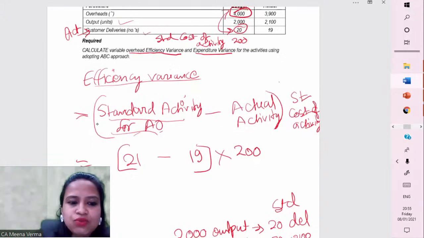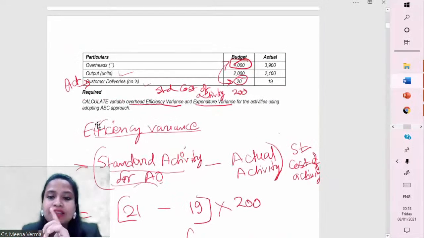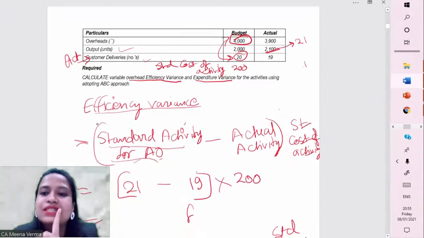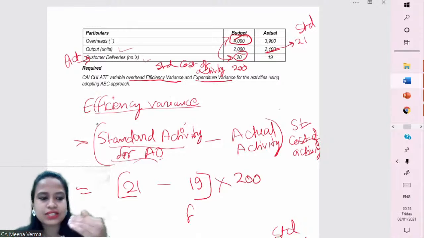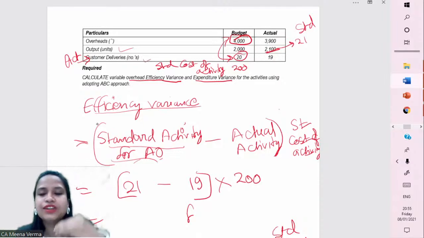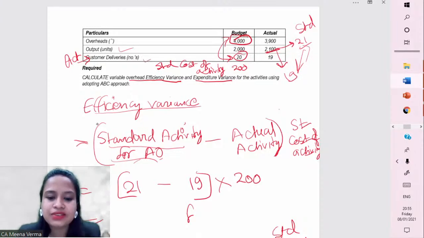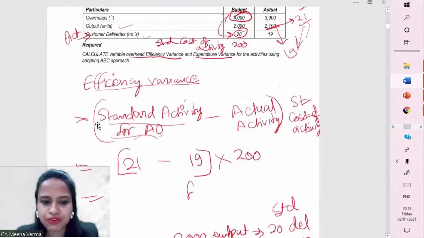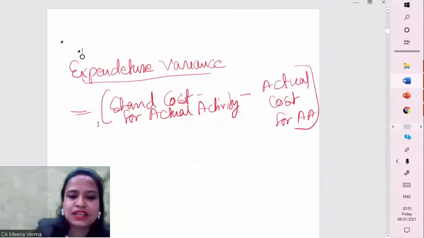So this way I'll get the efficiency variance. See, my efficiency is good, it is favorable. Why is it favorable? They are expecting to deliver these 2100 units in 21 deliveries. This is the standard. If they consider the standard, then 2100 will be delivered in 21 deliveries. But actually they are delivering in 19 deliveries. So it means that it is a favorable variance. Okay, efficiency is favorable.